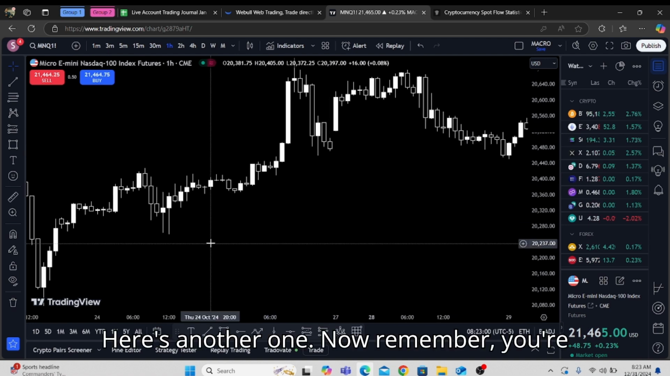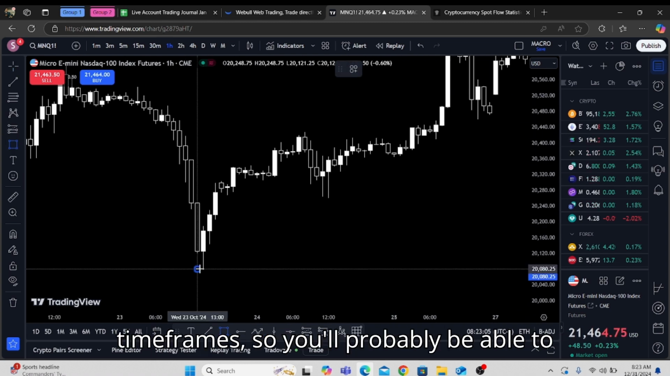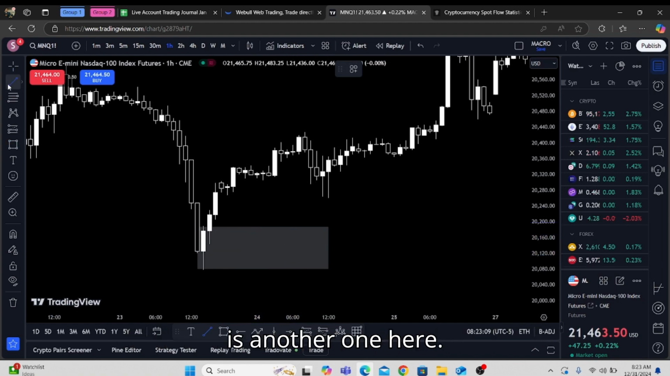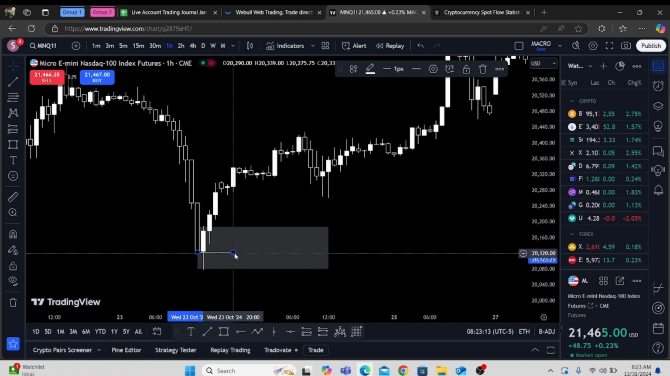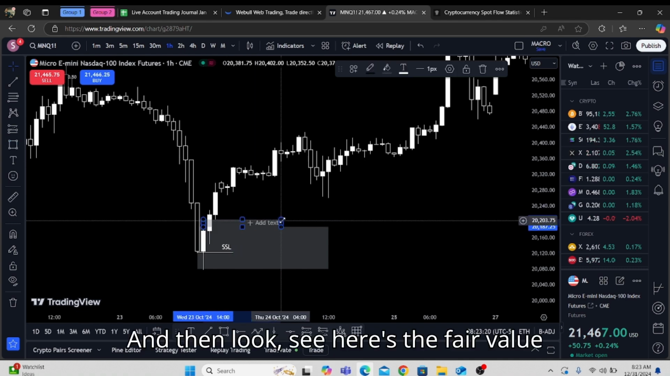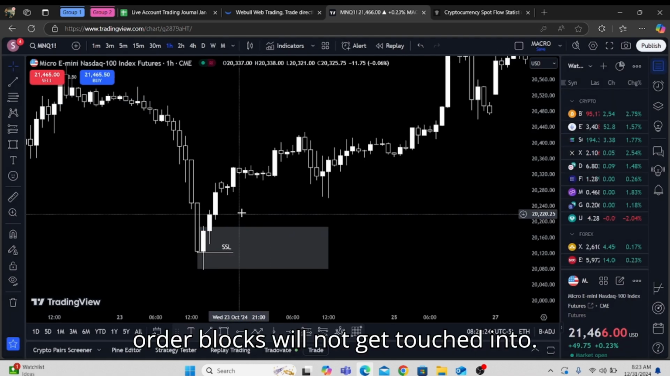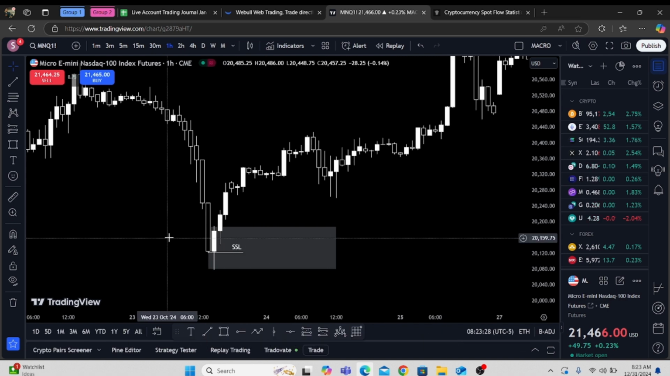Here's another one. Now remember, you're going to be finding these on lower time frames, so you'll probably be able to find them a lot better, honestly. But this is another one here. And then look, here's the fair value gap up here. Now listen, sometimes these order blocks will not get touched into. That's just how it goes, all right?